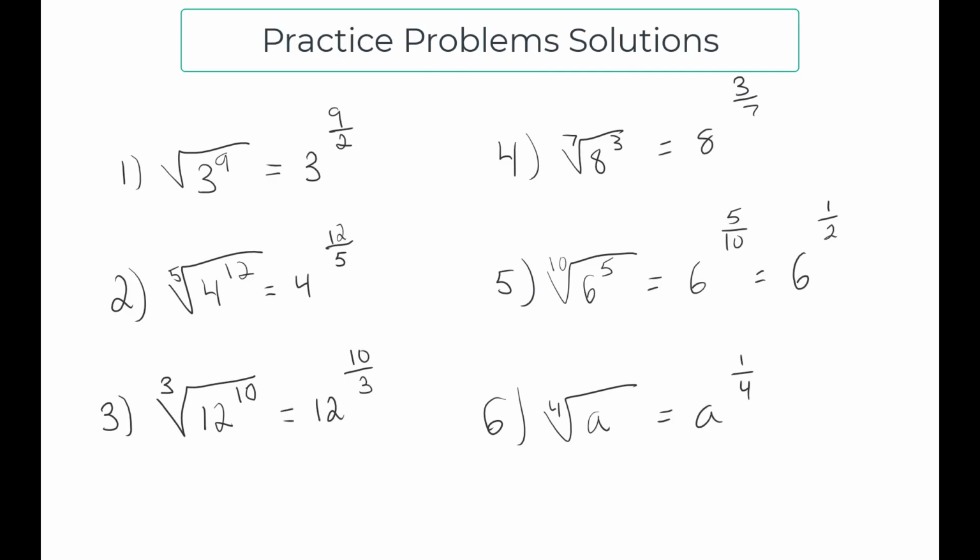As you can see, we have the square root of 3 to the 9th. Whenever there isn't a number written into our index, it is assumed to be a 2. So we should have 3 to the 9 over 2, since 3 is to the power of 9.